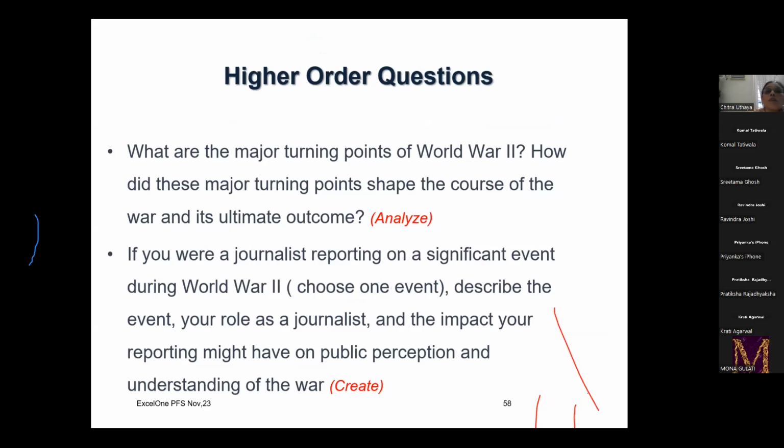Another question, what are the major turning points of World War II? How did these major turning points shape the course of the war and its ultimate outcome? You can also ask create questions. So if you're a journalist reporting a significant event, the student can choose any one event, describe the event, your role as a journalist, and the impact your reporting might have on public perception and understanding of the war. So it becomes a create question. So from lower order questions that we ask, we could also ask higher order questions using the same concept.